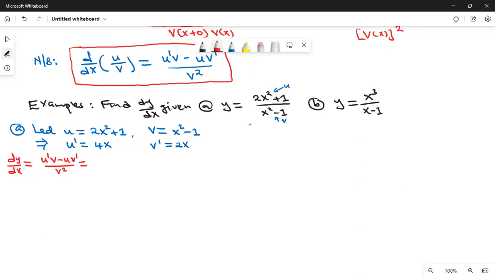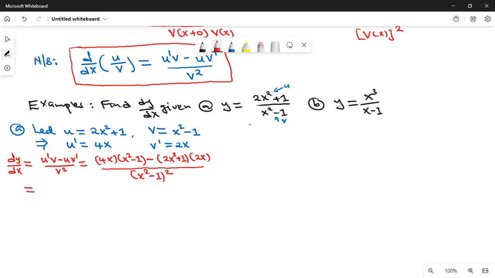If I substitute, I'm going to get 4x as u prime, times v, which is x squared minus 1, minus u, which is 2x squared plus 1. V prime is 2x. And this should be over v squared, which is x squared minus 1, and this is supposed to be squared.